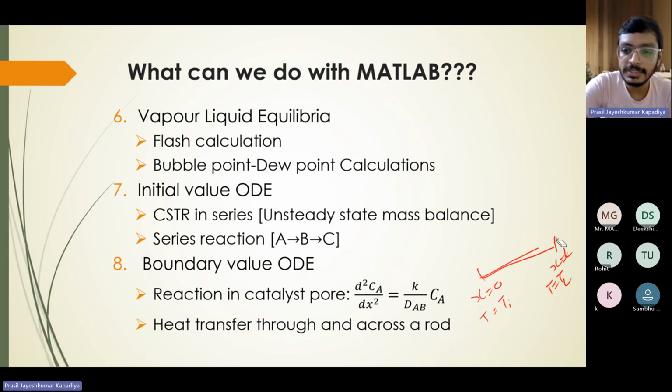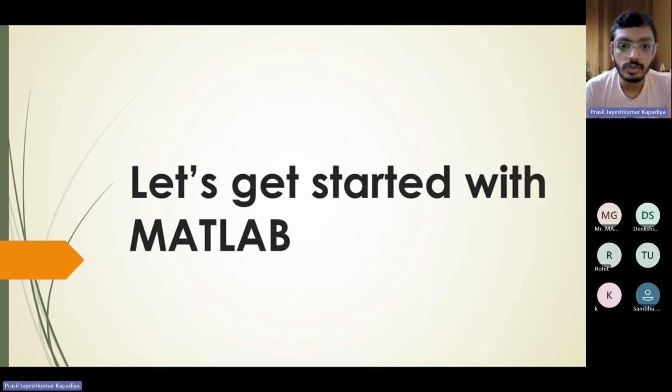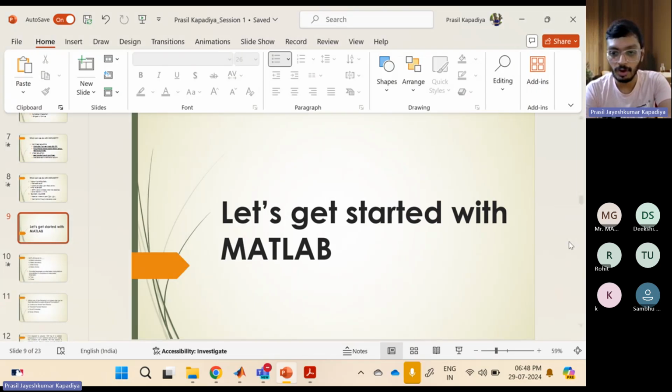One other example is reaction in a catalyst pore. Right? In the Thiele modulus derivation, if you know, d square Ca by dx square is equal to k by D_AB into Ca. At the center of the pore the concentration is maximum, and when you come out, it is zero. So this kind of equation we can solve, and we are going to solve with MATLAB. So we'll get started with MATLAB now.